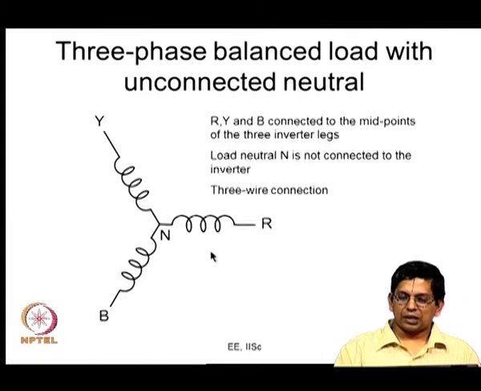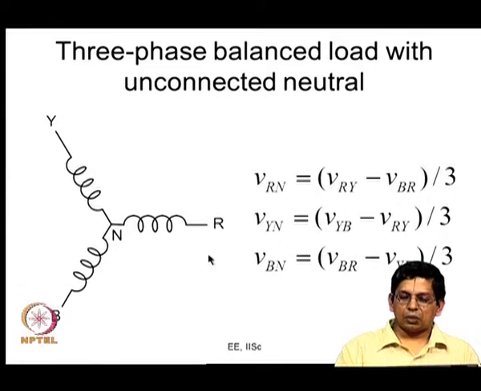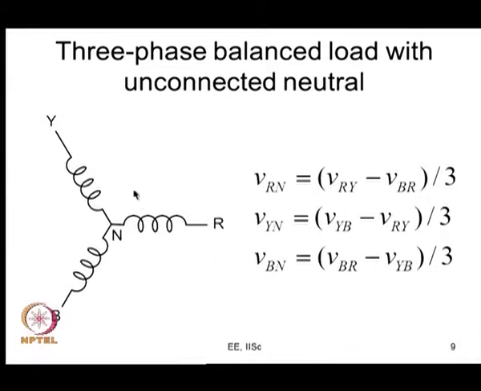So, for simplicity, let us just consider an RL load as we go further, but before that, if the load is balanced, what you can always observe is you can express your VRN, this is the phase to neutral voltage applied on the load, in terms of VRY and VBR, that is given by this equation here. So, VRY minus VBR, the whole divided by 3 would give you VRN whenever the load is balanced. Similarly, you have VYN and you have VBN.